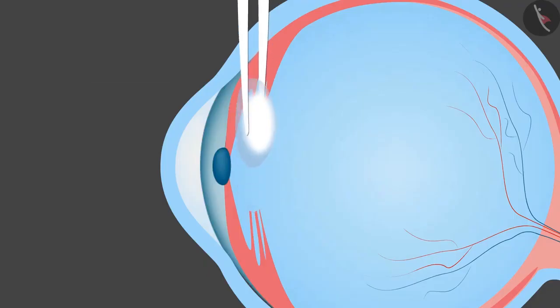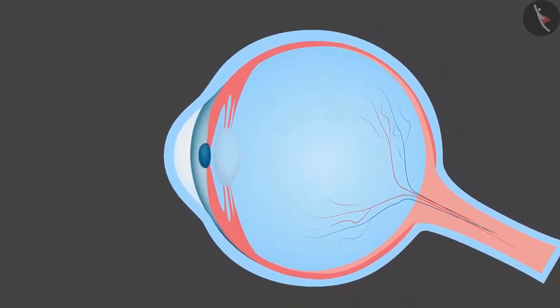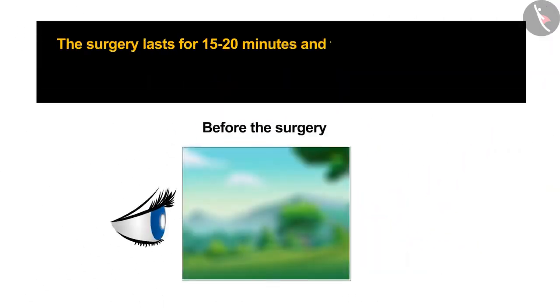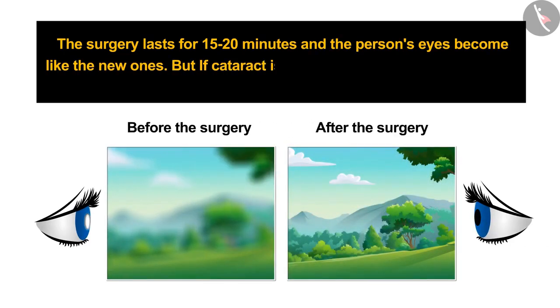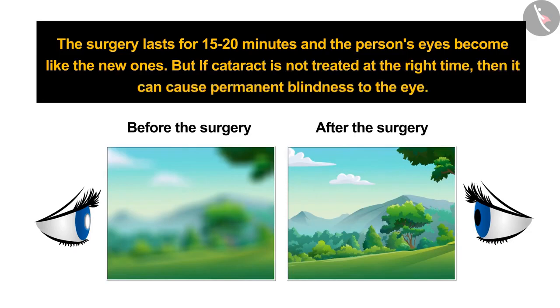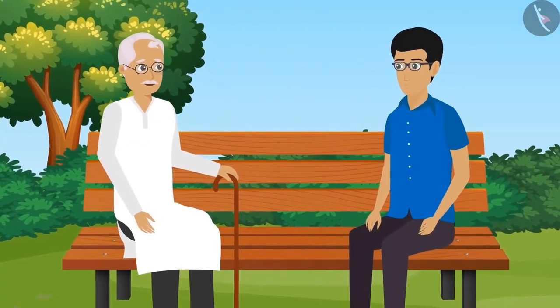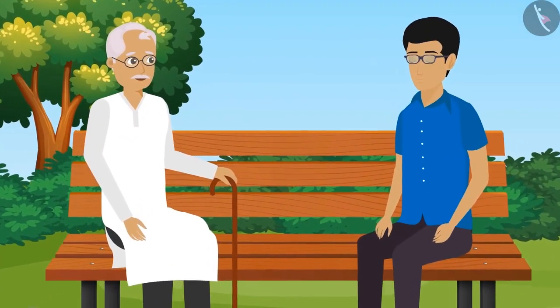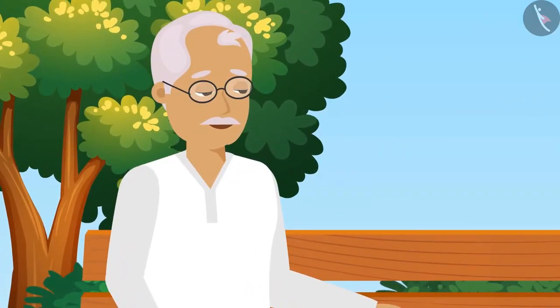The doctor replaces the defective lens with an artificial lens. Cataract is a very common disease of which we should not be afraid. The surgery lasts for just 15 to 20 minutes and the person's eyes become like new. But if cataract is not treated at the right time, then it can cause permanent blindness. So kids, by this video we are able to understand what actually happens with those who wear eyeglasses and how much they go through every day, which we can't even imagine.